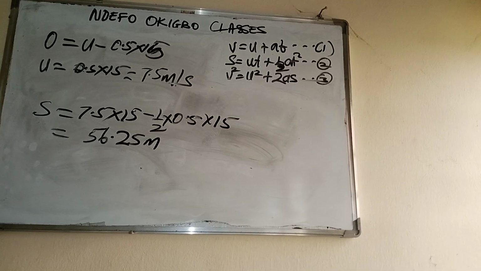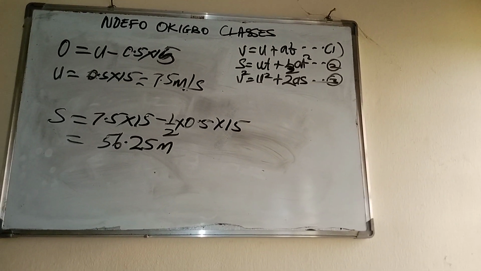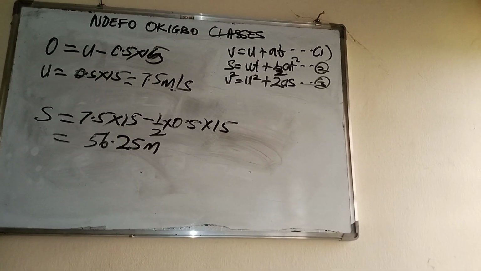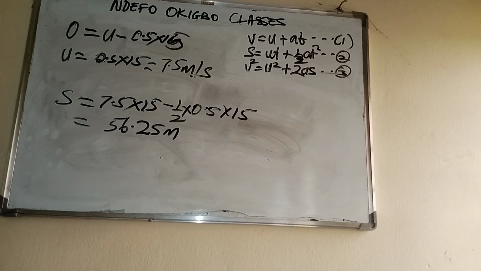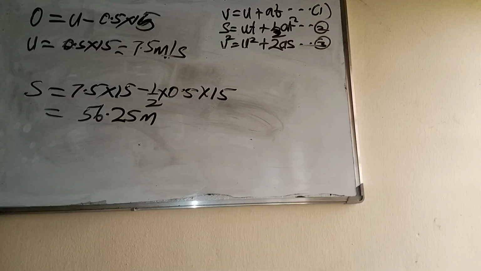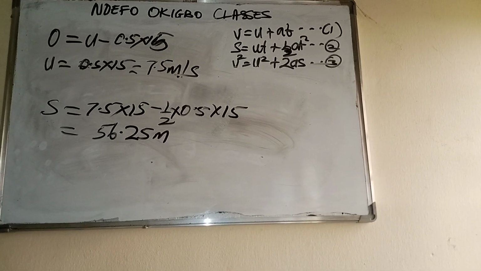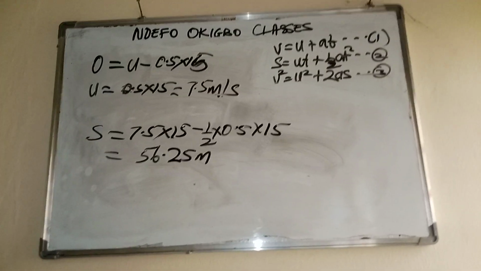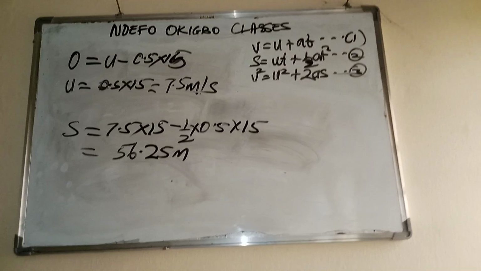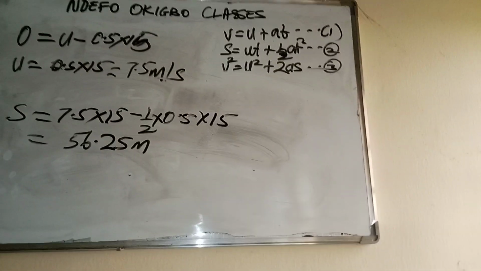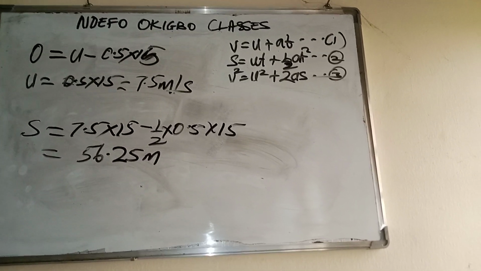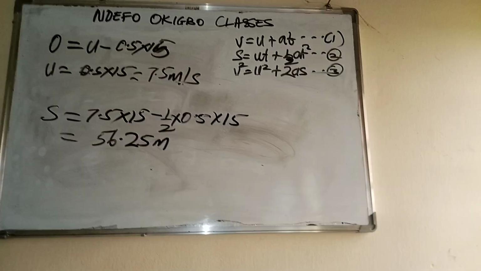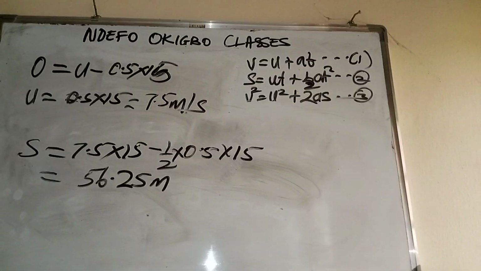So, saying the question again: when the brake was applied, a car decelerated at 0.5 meters per second squared and came to a stop 15 seconds later. Determine the initial velocity of the car and its decelerating distance. We first got the initial velocity, and when it stopped, the velocity becomes 0.